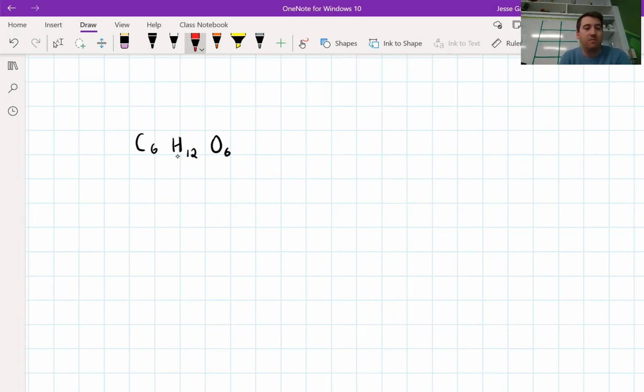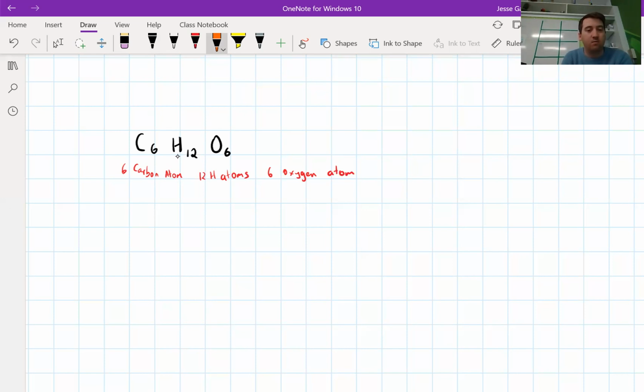So what does the little 6 mean? The little 6 means that there are 6 carbon atoms. The 12 means that there are 12 hydrogen atoms. And the 6 means that there are 6 oxygen atoms. So this type of chemical formula tells us an actual number of atoms that are in this molecule.